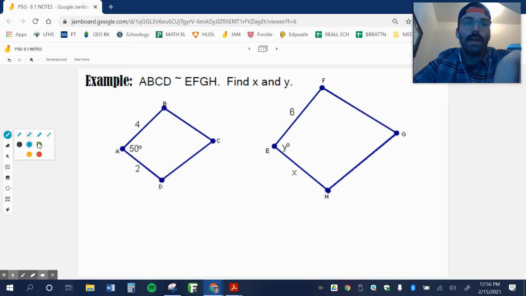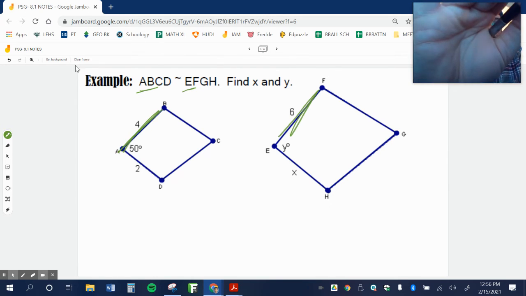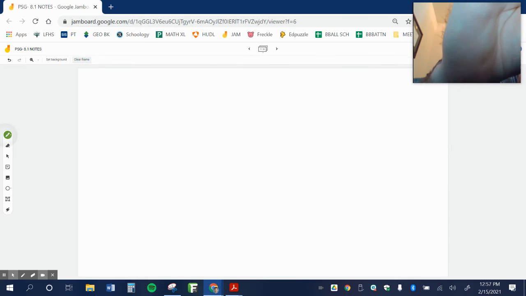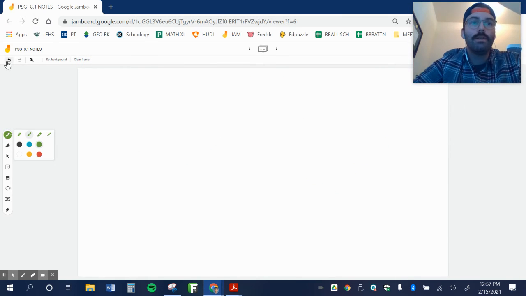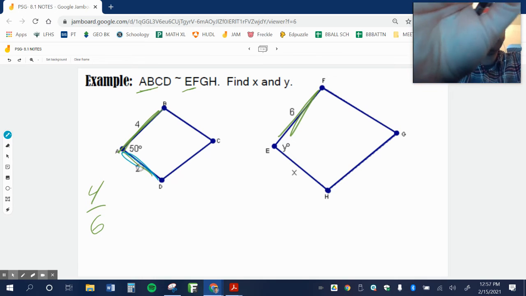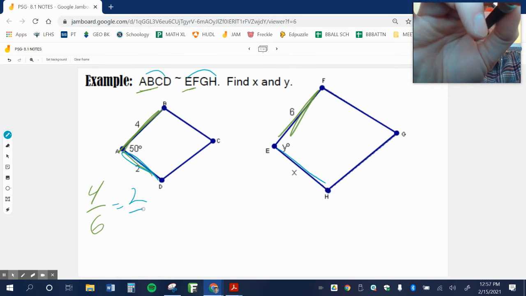Let's look at one more example. Let's talk about the ratio of their sides. AB goes with EF, 4/6. AD goes with EH, so I got 2 over X.